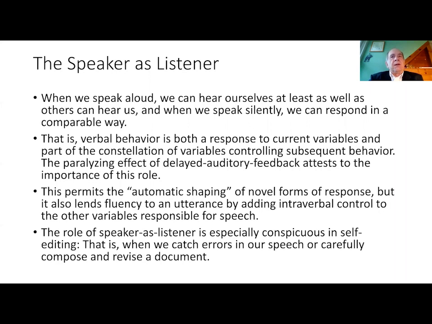When we speak aloud, we can hear ourselves at least as well as others can hear us. That is, again, assuming that we have normal hearing. We can actually hear ourselves better than other people because the sound is transmitted through the bones of our head as well as through the air. So we have less interference, stronger signal, and of course we're intimately connected to the variables that control our behavior. That is, we're saying something because of some current context. So we're not in doubt as to what we've said. Even when we speak silently, we can respond in a comparable way. So verbal behavior is both a response to current variables, and verbal behavior is part of the constellation of variables controlling subsequent behavior.